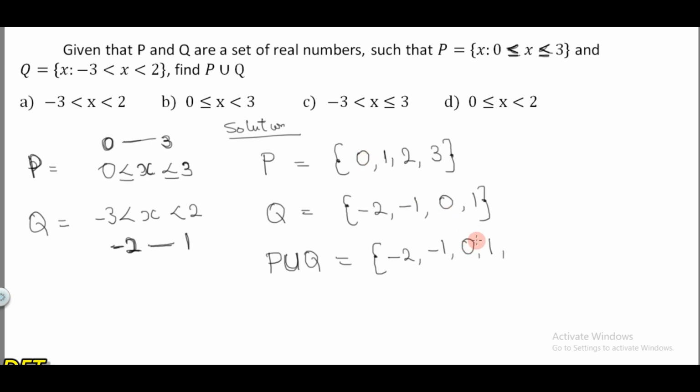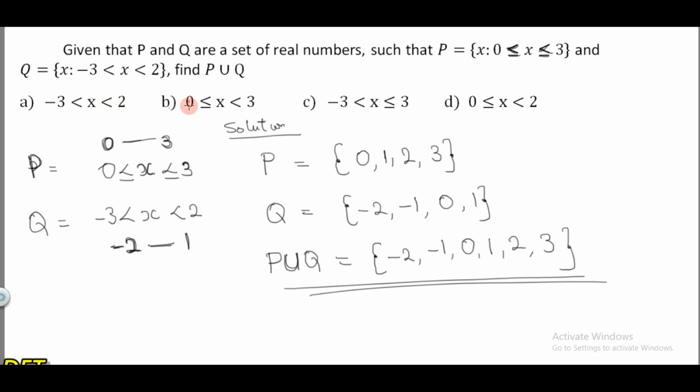Remember, union of sets is a combination of the elements of two sets without repetition. So there is 0 here, there is already 0 here. 1, there is already 1 here. So no need for the repetition. Then we have 2, and then we have 3. This is our answer to this question, right? This is our P union Q.